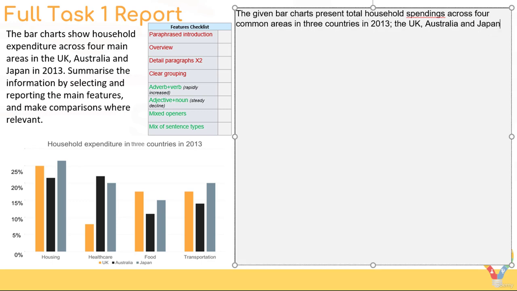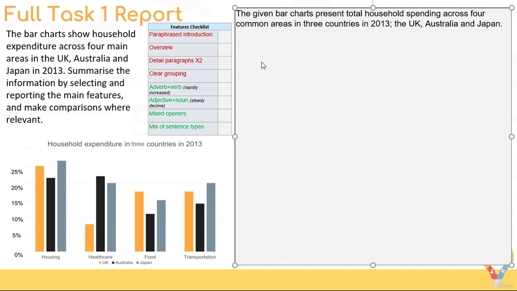Okay, so let's read that back and make sure it's okay. The given bar charts present total household spending across 4 common areas in 3 countries in 2013. The UK, Australia and Japan. Yeah, that sounds quite good to me. So that's my paraphrased introduction complete. Now we'll move on to our overview.